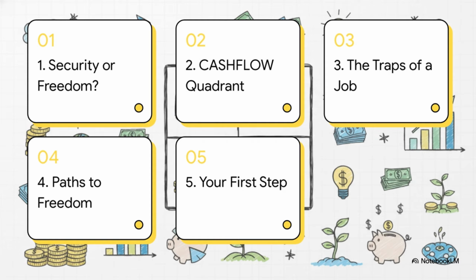Okay, so here's our game plan. First, we're going to tackle that core conflict, security versus freedom. Then, I'm going to introduce you to a really powerful concept called the cash flow quadrant. After that, we'll dive into the hidden traps of a typical job, explore the real paths to financial freedom, and wrap it all up with a clear, recommended first step you can start thinking about.